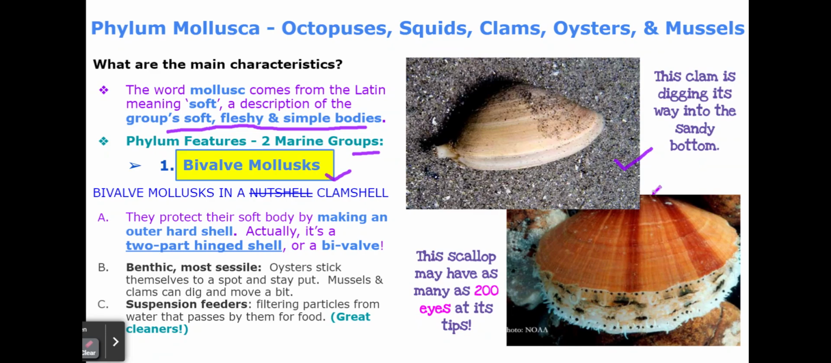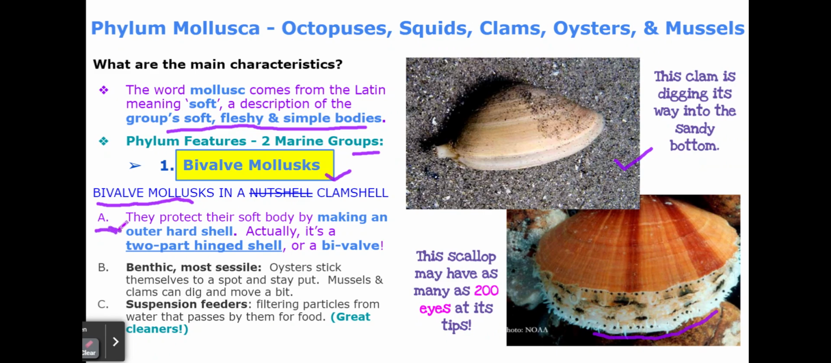And then at the bottom, we have a scallop. And along its tips, I think you can see its eyes. This scallop may have as many as, oh my goodness, 200 eyes at its tips. That's pretty crazy to me. Bivalve mollusks, in a nutshell, nope, a clamshell. A little play on words.